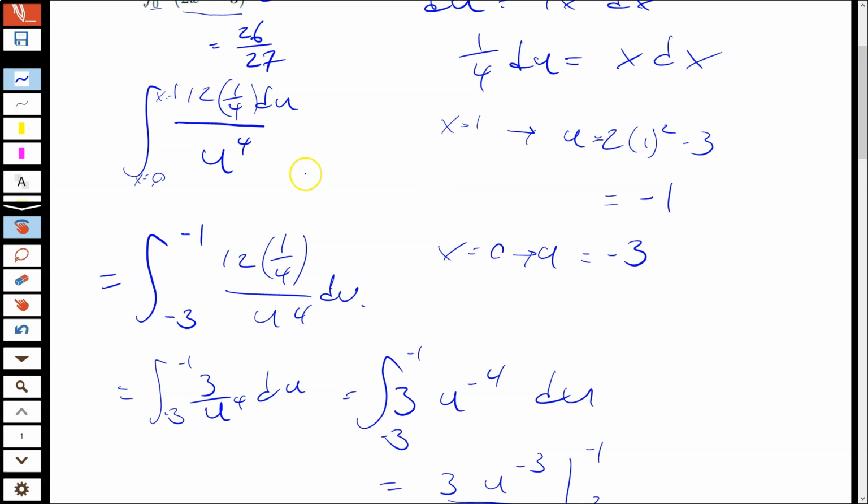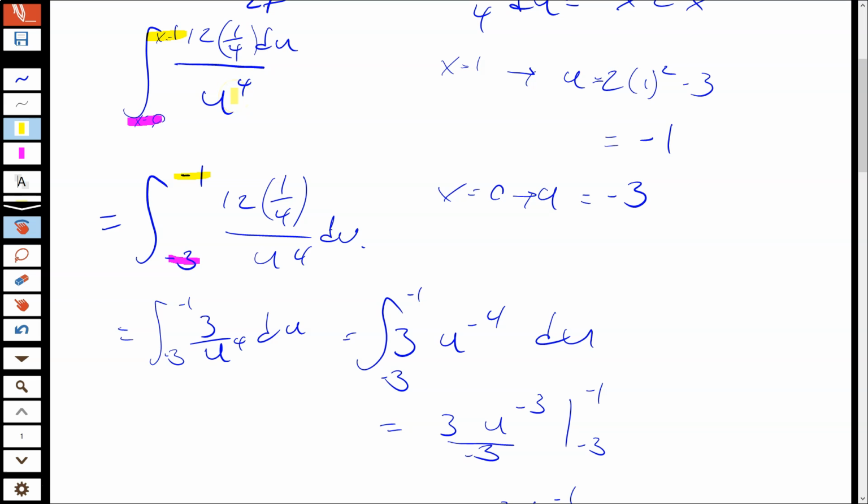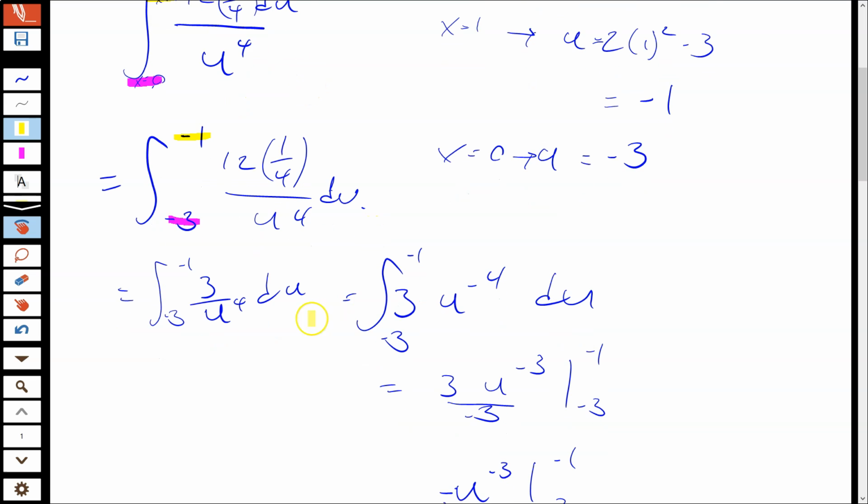So by changing these bounds, so when we changed our x equals 0 to u equals -3, and when we changed our x equals 1 to u equals -1, we saved ourselves from having to switch back to x's, right? We could have done that and then plugged in our original x's, but it's a lot more work and we're more likely to make a mistake. So this is something that can save us time doing these u substitutions on definite integrals.